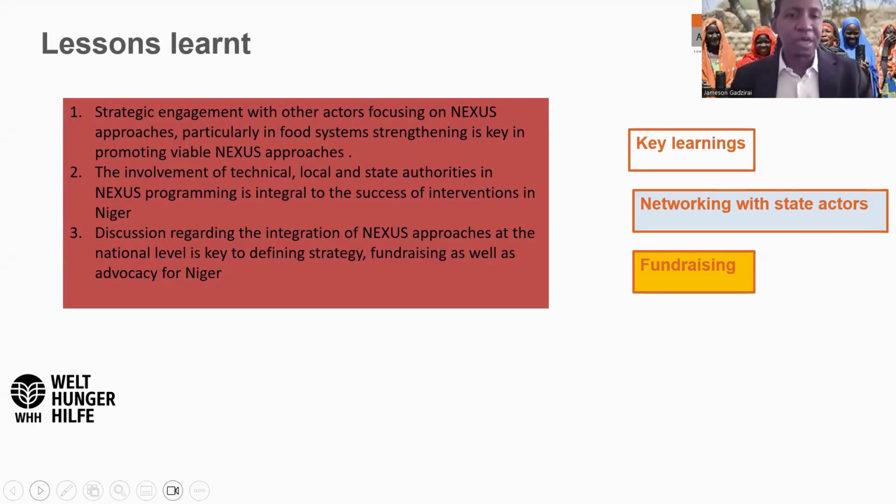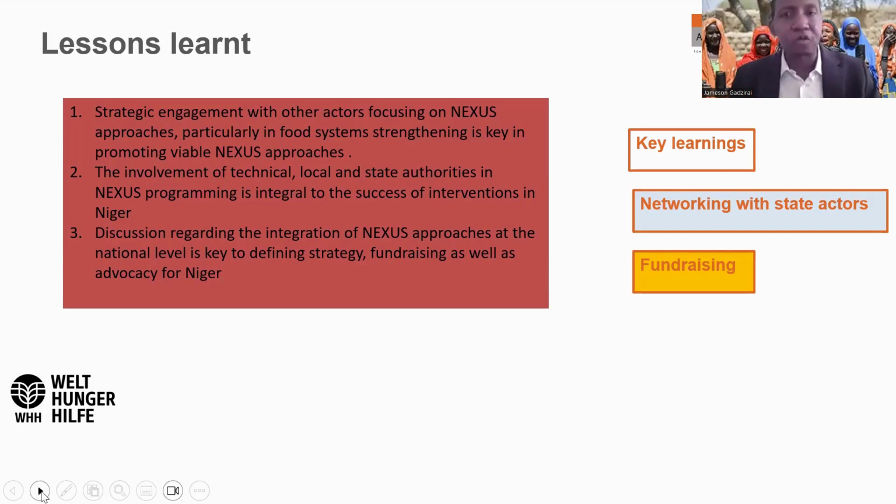We have also been looking at the idea of saying we need to discuss more regarding the integration of Nexus approaches at the national level, because this is key for us in defining strategy. It's key also in fundraising, and it's key also in advocacy particularly for the Niger. The funding streams that we have mentioned, the 2 funding streams, would be elements that would need to be duplicated at least with other funding streams so that there is continuity, and then we can send key advocacy messages and results to the local communities and the national actors as well.